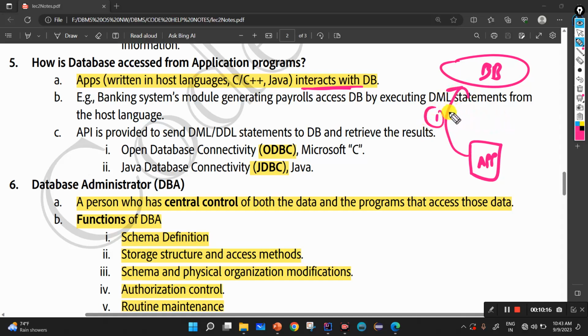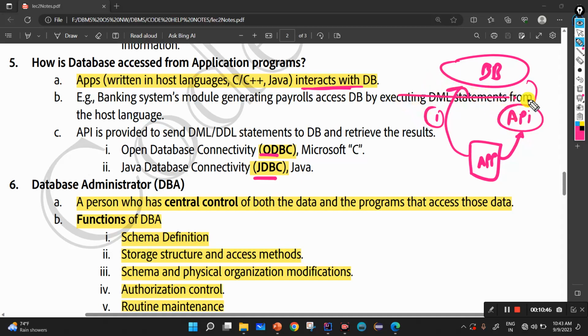Now the second thing is API. APIs like JDBC or ODBC are connectivities that provide the API. The API is provided to send DML and DDL statements to the DB and retrieve the result. So this was creating the API and interacting this app with the APIs, or implementing these APIs. They will connect with the DB.